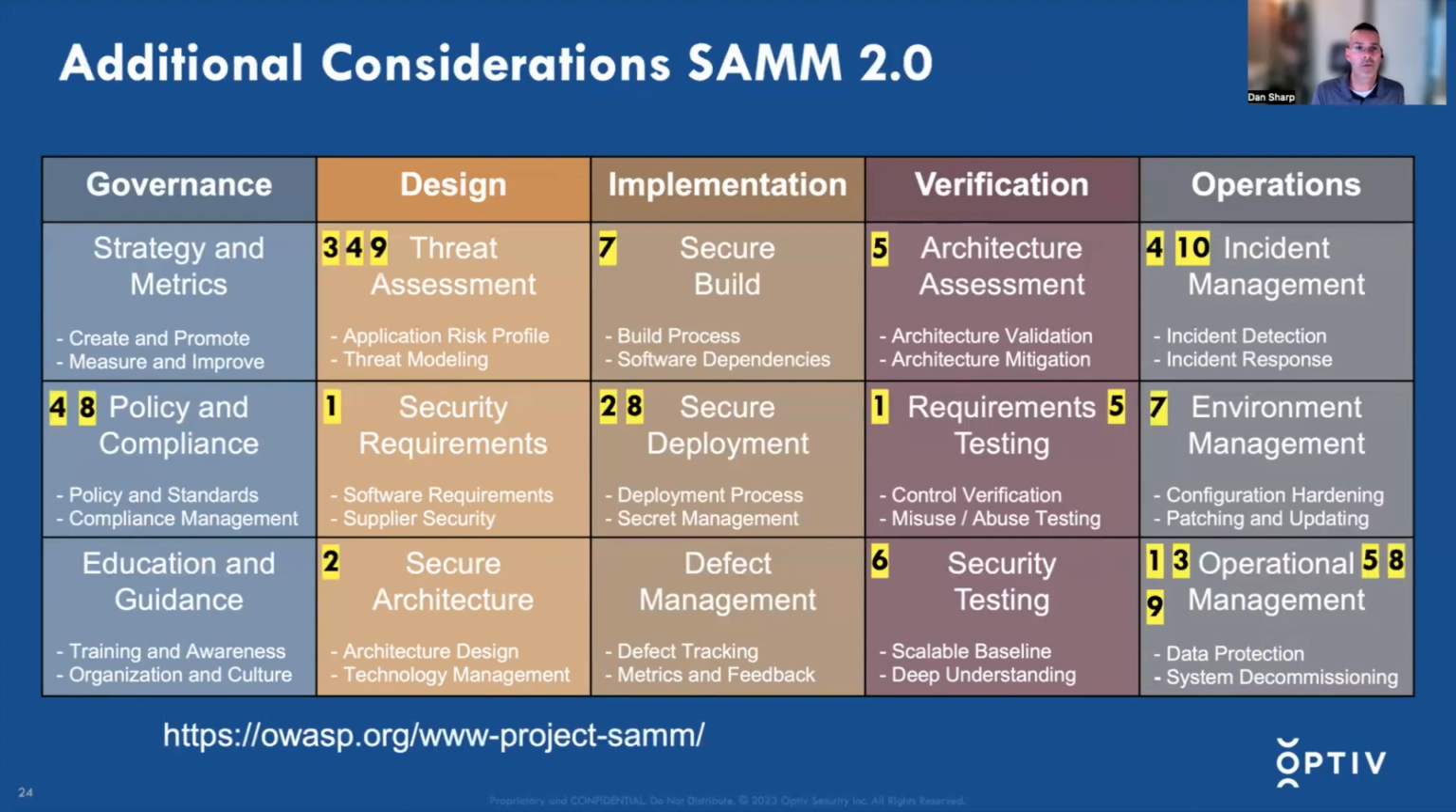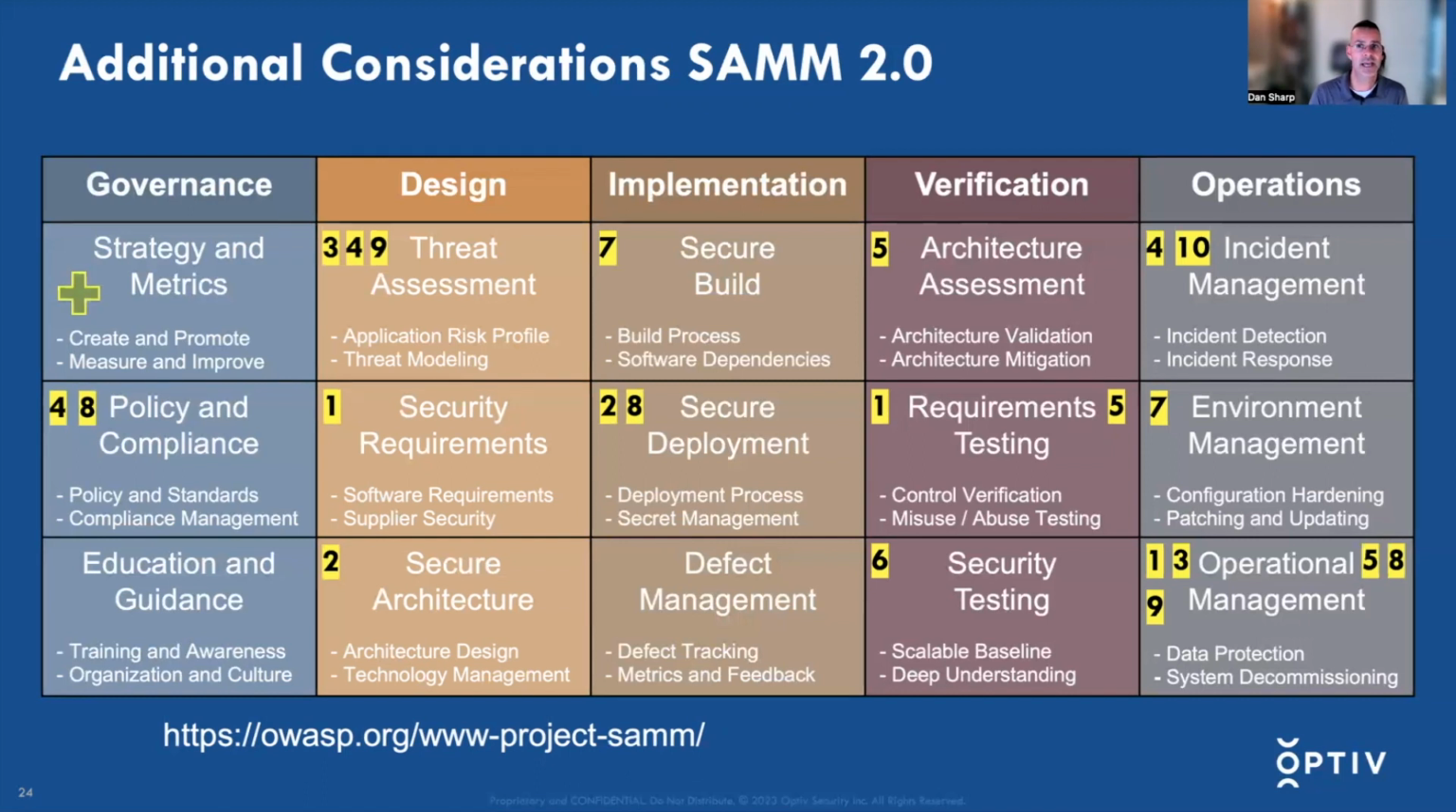Now, if we overlay all of the top 10 areas onto the SAM model, we can see that we've covered 12 of the 15 security practices. We may not have covered all of the streams, but we can see that there are 12 of the 15 that are covered. Now, of the 3 that are not covered, I would say that these are just as important.